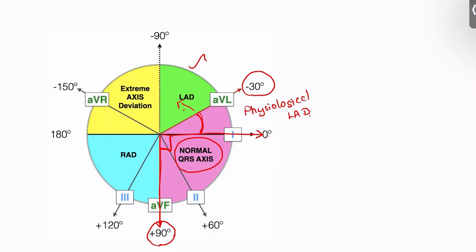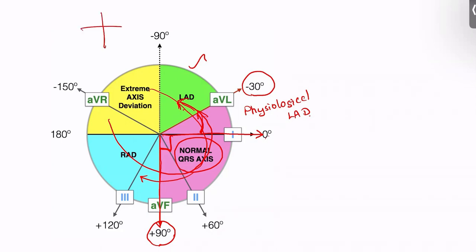For the right axis, it is between +90 and 180 degrees. For the extreme axis deviation, it is really like the head is upside down. For LAD, it is rotated left, like your heart is here. Rotated left is LAD, rotated right is RAD. But extreme axis is like upside down, so we use the term extreme axis deviation.